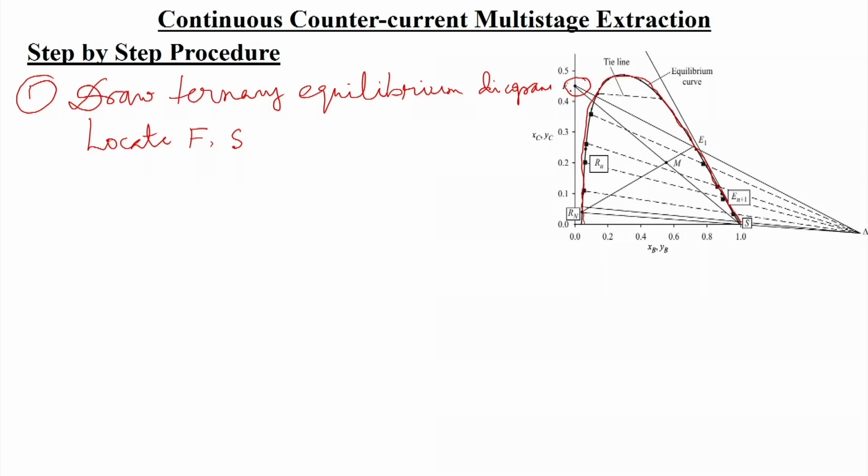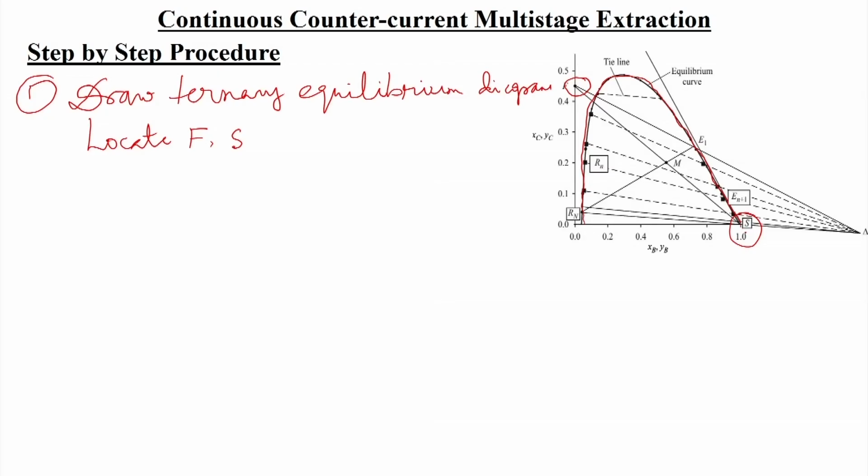So, it is like this: Xc will be 0.45, whereas Xb will be 0. This is the feed point, and the solvent point, that is S, will be almost pure, or some small amount of the solute may be present. Based on that, it will be placed near the Xp and Yb axis.